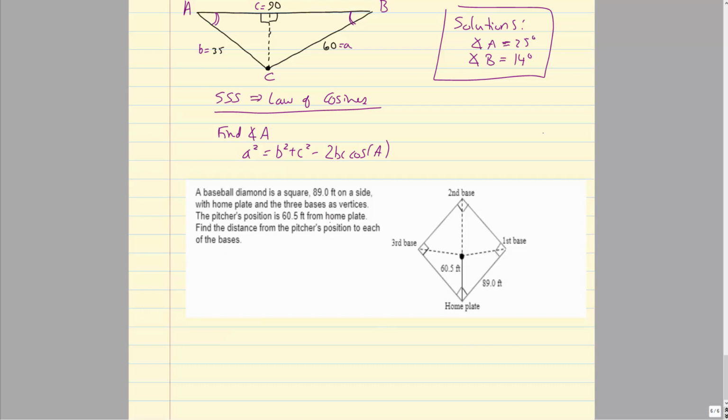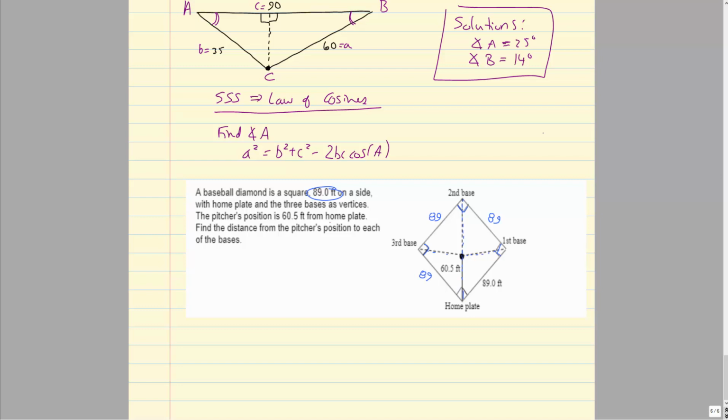It says a baseball diamond is a square 89 feet on each side. So each of these sides is 89 feet, and because it's a square, what we know is we have these 90 degrees in the corners. Now notice this angle right here does not go straight across, it dips down toward the pitcher's mound. However, this does come straight down and it does bisect that top angle and that bottom angle both.